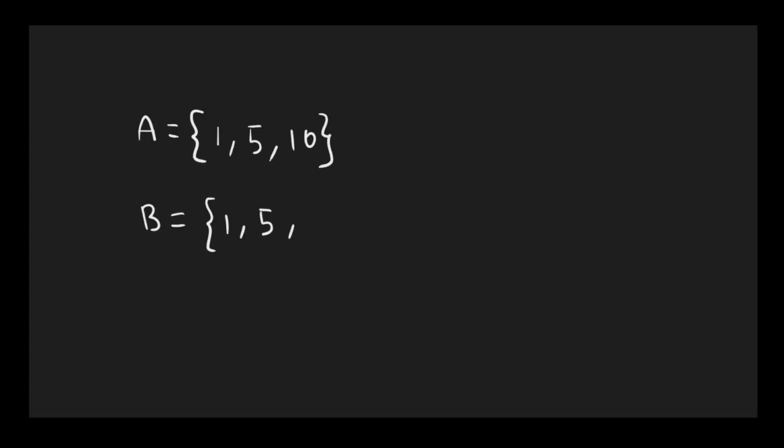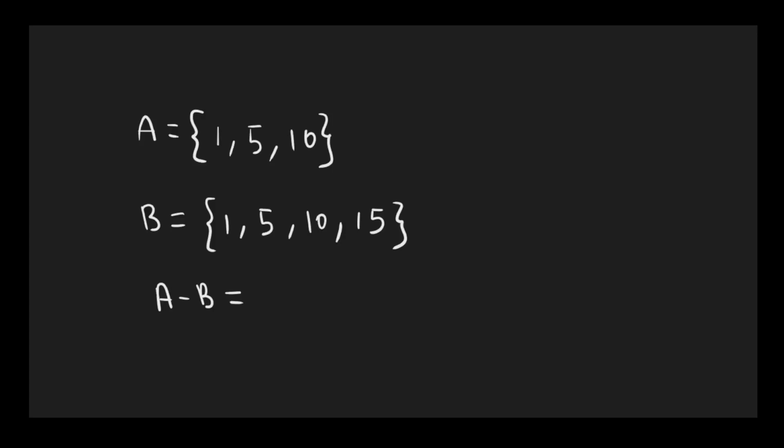Let's try another example. Let's say we have A, 1, 5, and 10. And let's say we have B, 1, 5, 10, 15. So what is A minus B? So in order to find the difference between A and B, we have to remove from A all the elements that are found in B.